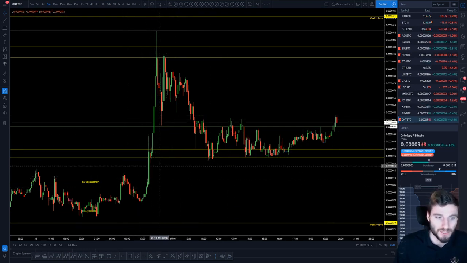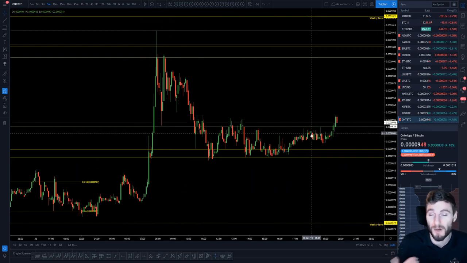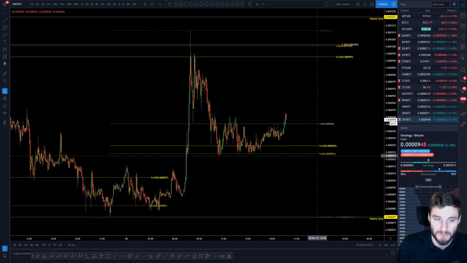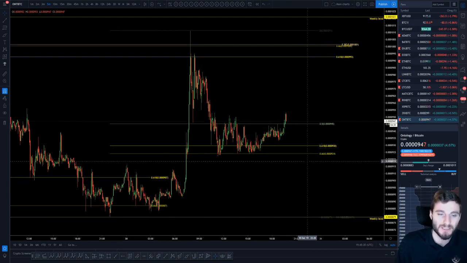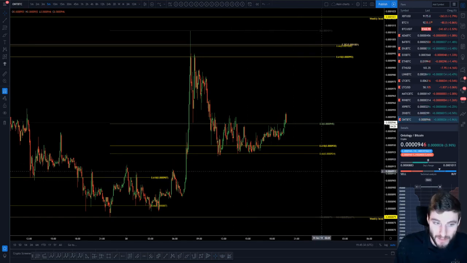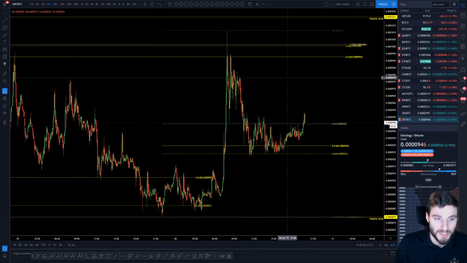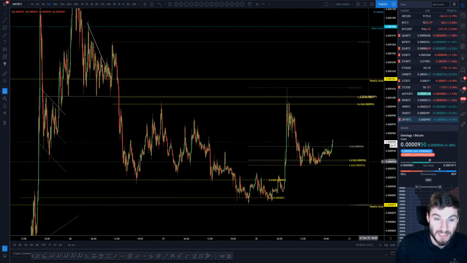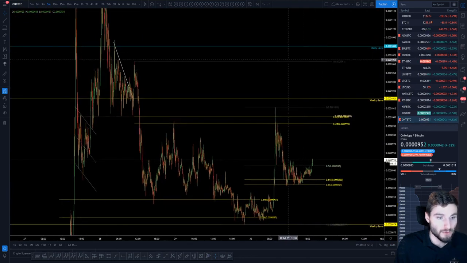So you use market structure for fib, you use market structure for stop losses. You don't arbitrarily use, oh, I'm going to place my stop one sat below the 6.6, or I'm going to place my stop loss one sat below the 7.86. It shouldn't be how you use stop losses, in my opinion. But yeah, that's ontology.